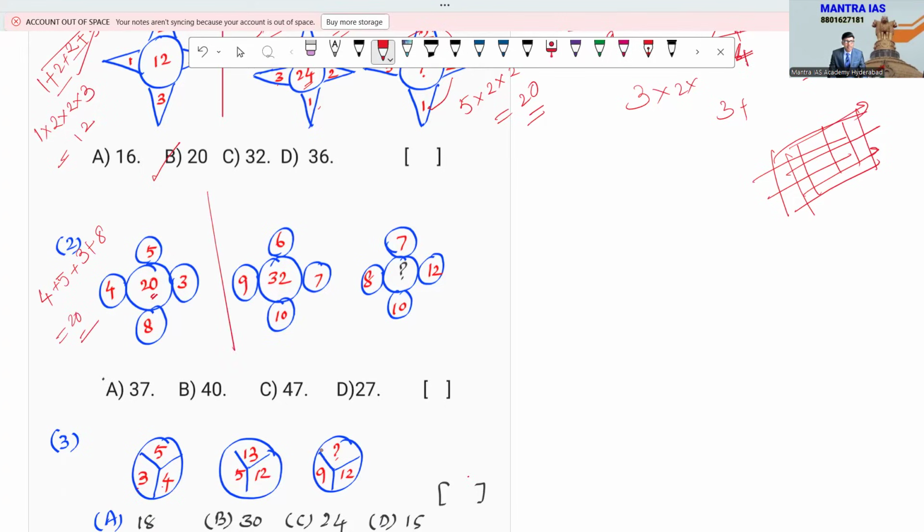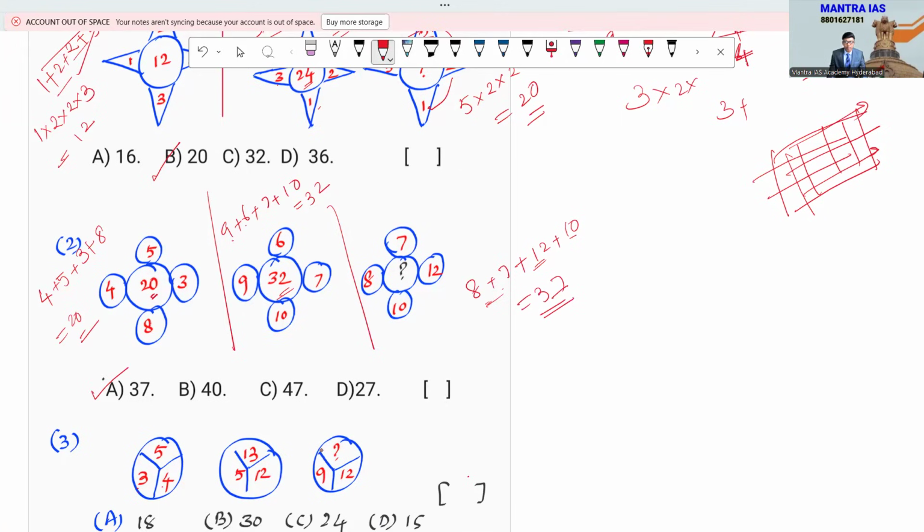If I get the same in the second figure also, then I'll apply the addition. And if I get the option, okay, otherwise none. 9 plus 6 plus 7 plus 10 is 15, 22 plus 10, 32. Perfect. So the logic is adding the digits surrounding it. So we write 8 plus 7 plus 12 plus 10. 8 plus 12 is 20, 27, 37. So the answer is A. The total is 37.